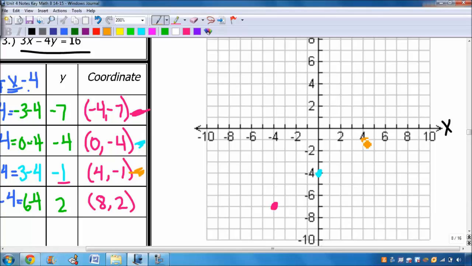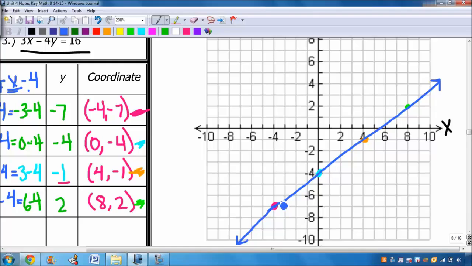Okay, and then the last point that I have is 8, 2. So I'm going to go to the right 8 and up 2. Here's my point right here. I know for sure that I did it right because it appears to create a straight line. So now all I have to do is connect my dots. But again, make sure that your line goes all the way to the ends of your graph.